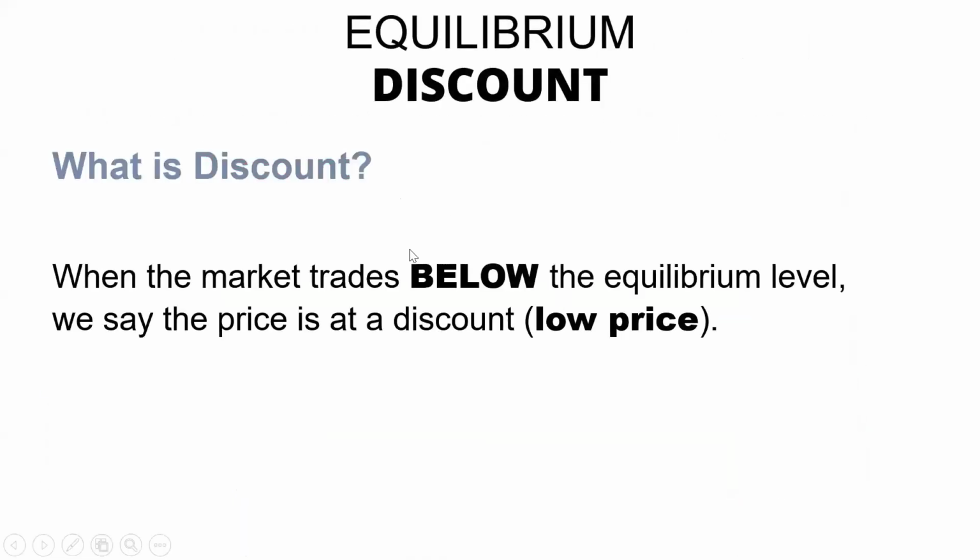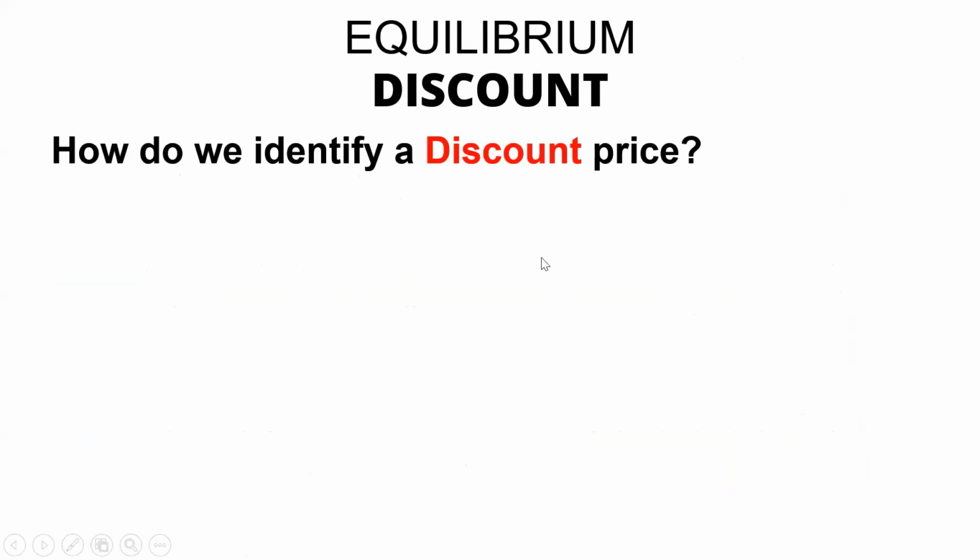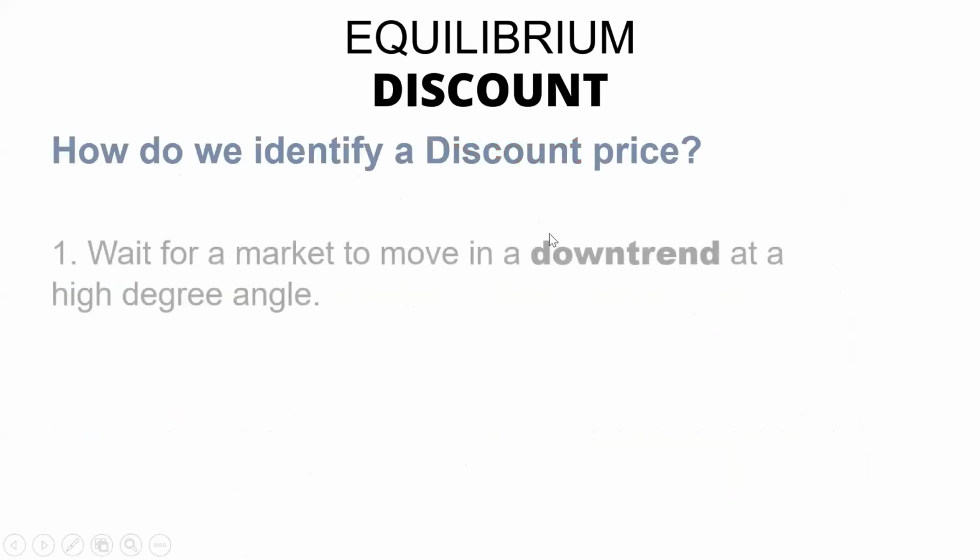Discount. What is the discount? When the market trades below the equilibrium level, we say the price is at a discount or low price. Note, when the price goes too low, it is more likely to turn up and head back to the equilibrium price. How do we identify a discount price?